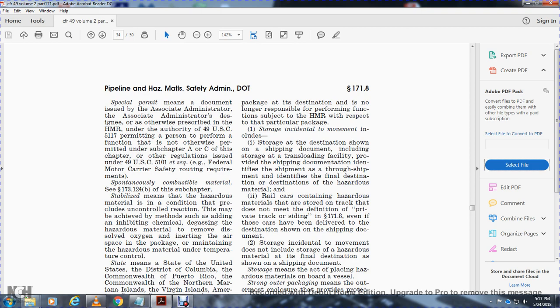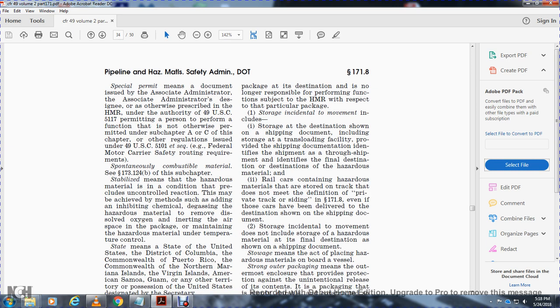Storage incidental to movement includes storage at the destination shown on the shipping document, including storage at a transloading facility, provided the shipping documentation identifies the shipment's final destination. It also covers rail cars containing hazardous material stored on a track that does not meet the definition of a private track or siding in 171.8, even if the rail cars have been delivered to the destination shown in the shipping document. It does not include storage of the hazardous material at its final destination as shown in the shipping document.